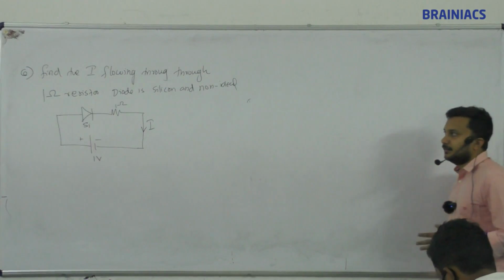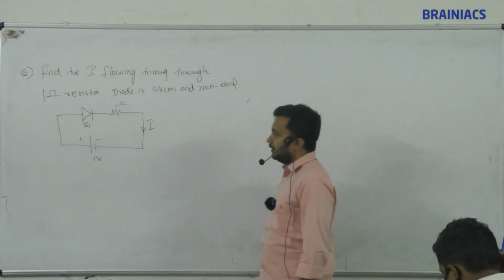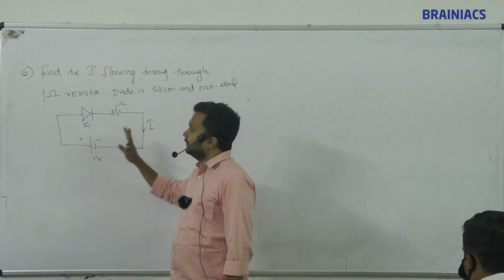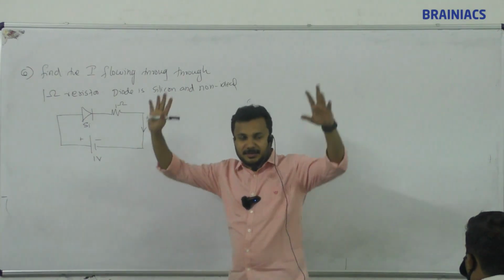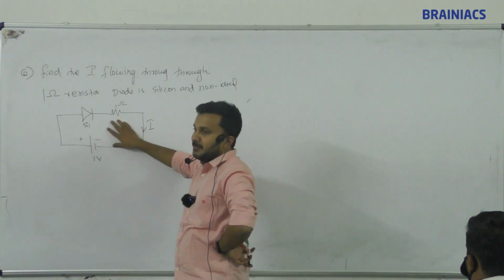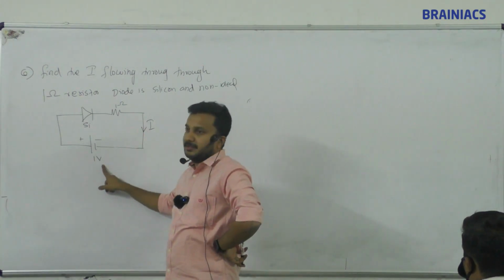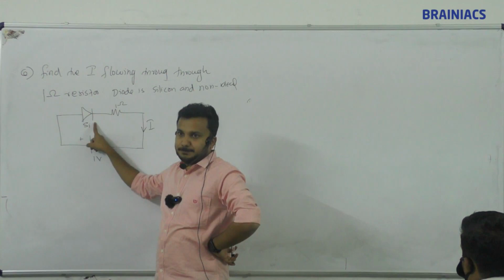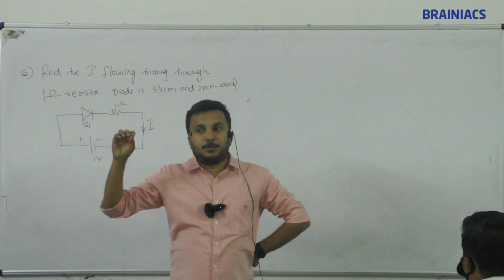How to find out the current? Here a voltage will be there. It is simple. This circuit does not need KCL or KVL or nodal analysis. It's quite simple. 1 volt here. Silicon is how much? Knee voltage of silicon is 0.7.